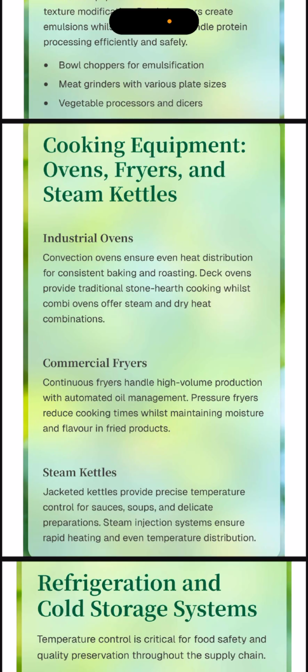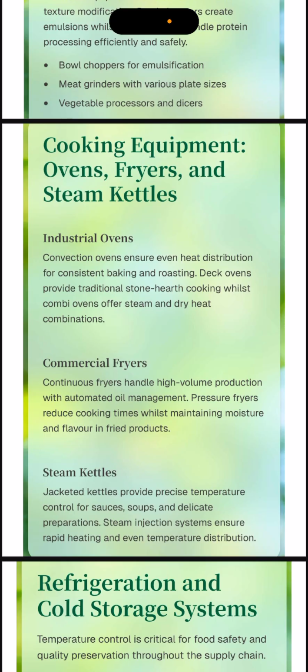Convection ovens. By using fans to circulate hot air, these ovens eliminate hot spots and transfer heat more efficiently than conventional ovens. This results in faster cooking times and exceptionally even browning and baking. Deck ovens. These ovens use conduction, direct heat transfer from the hot stone or deck to cook the product. This creates the characteristic crisp, browned crust desired for artisanal breads and pizzas.